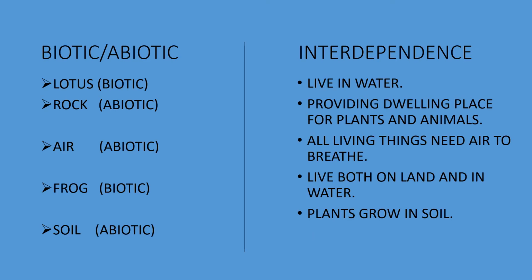Lotus, biotic factor, live in water. Rock, abiotic factor, providing dwelling place for plants and animals. Air, abiotic factor, all living things need air to breathe. Frog, biotic factor, live both on land and in water. Soil, abiotic factor, plants grow in soil.